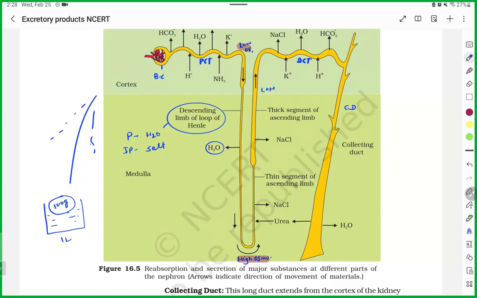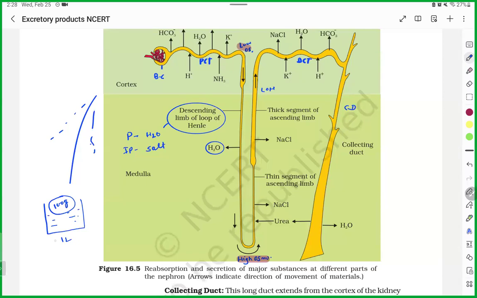If you add more sugar, then the concentration will increase. Sugar concentration will increase, high osmolarity. Or the second option is you remove water. Instead of 1 liter, you take half a liter. Then again, osmolarity or concentration will increase. Correct?